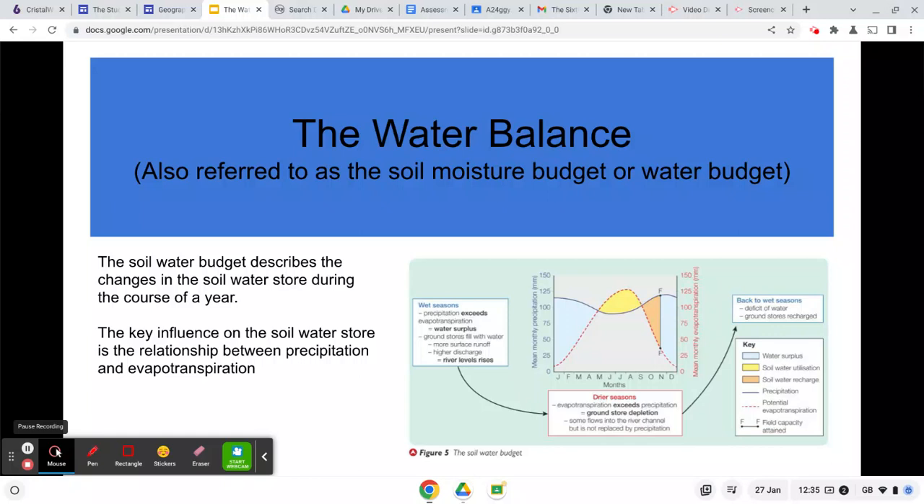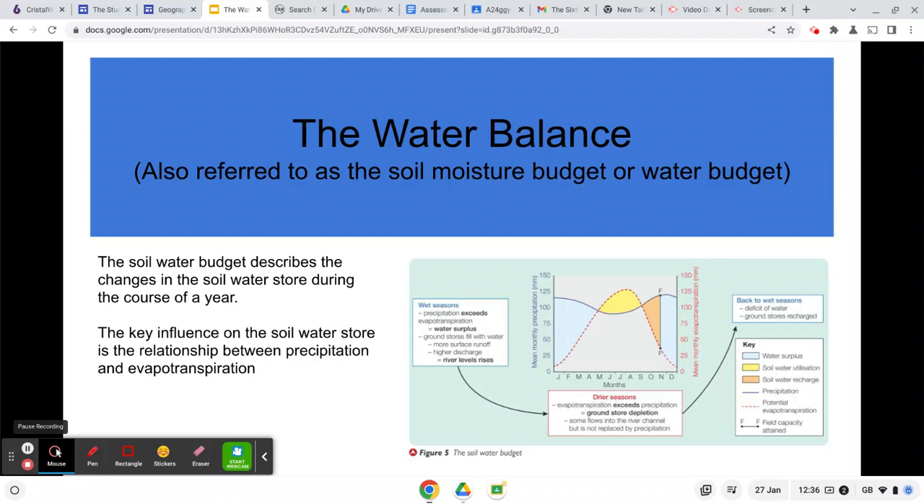For today's lesson, you're going to be looking at the water balance. This is the title you can put in your books. You can pause this video as you're working and then restart it when you're ready to move on to the next task. So the water balance is also referred to as the soil moisture budget or the water budget.